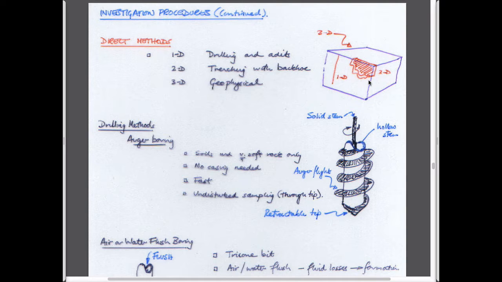You can also sample in 2D. Typically, in 2D, you do it with a backhoe. You just cut a slot, a trench. Sometimes you might go down in the bucket of the backhoe to see what's there if you're feeling lucky. That's a kind of a dangerous thing to do. It's probably illegal to do that, but it's sometimes done.